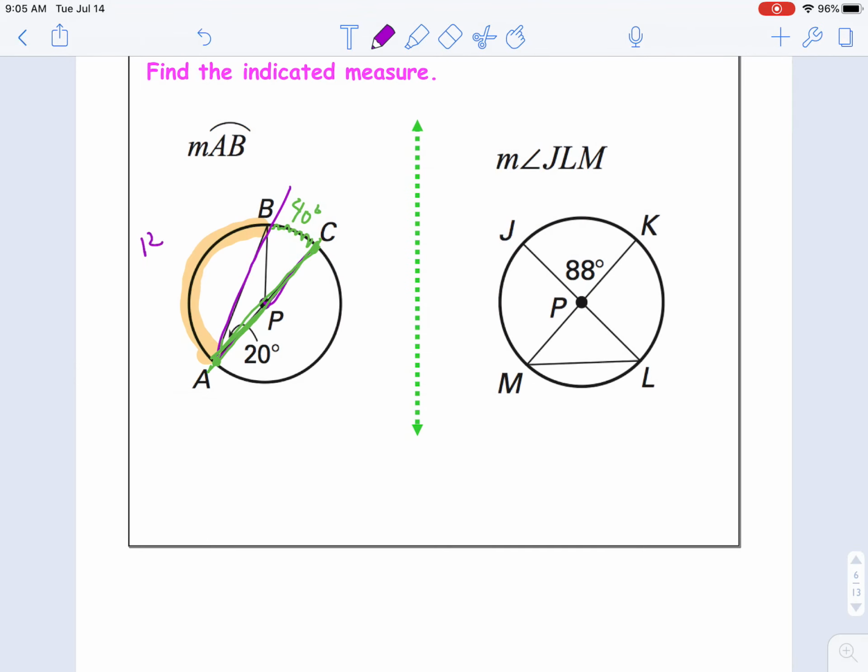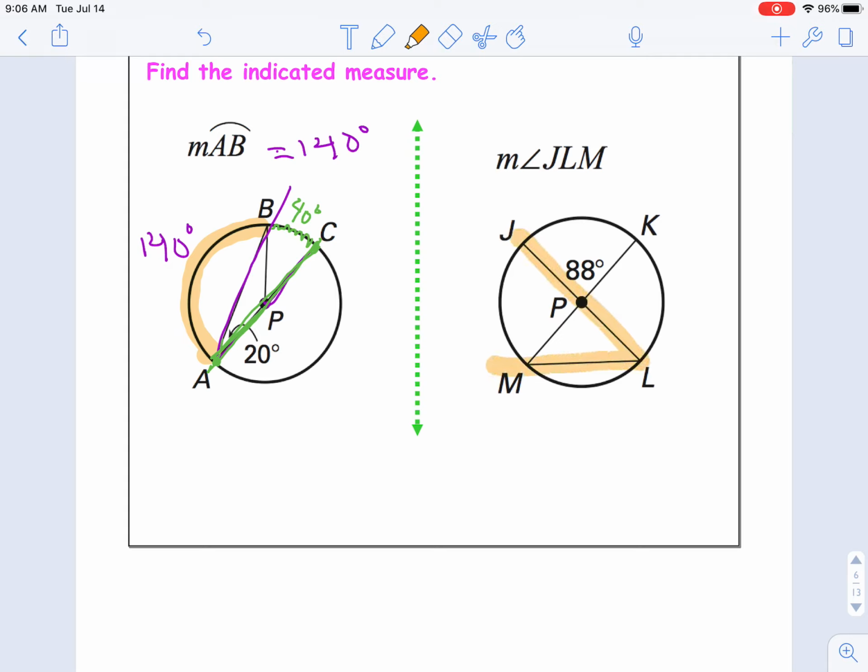So if this is a diameter right here, then the rest of this arc is going to have to be 140 degrees, because with arc addition, both of those add up to 180 degrees. So now what that does is it makes this central angle right there also 140 degrees. But we found the intercepted arc already. So the measure of arc AB is 140 degrees.